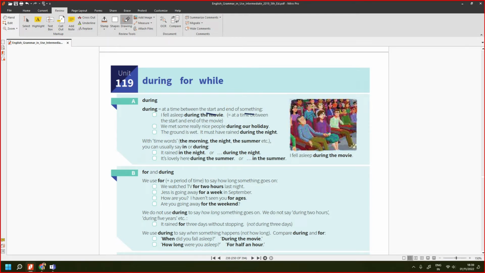Now for example, we have something like: I fell asleep during the movie. So that means there is some action that is going on. The movie has started at some point of time and it is in progress, but it has not ended. It's still in progress, but during that time this person slept. So during always refers to the middle point between the starting and the ending point.